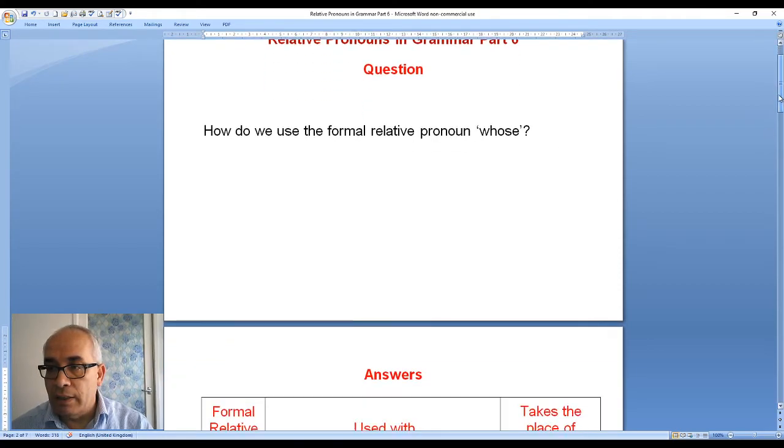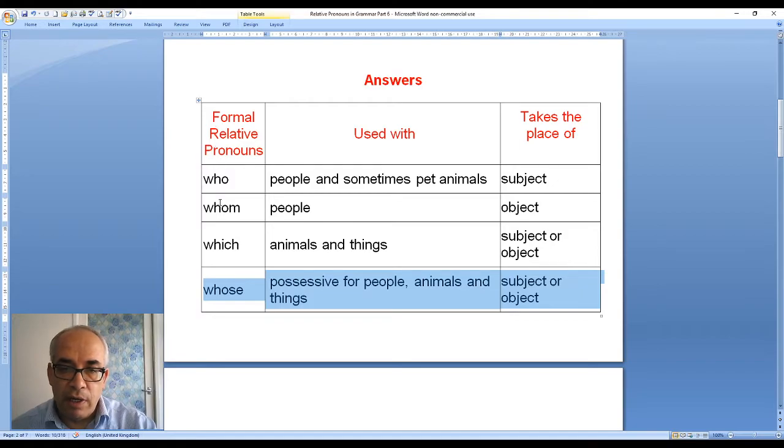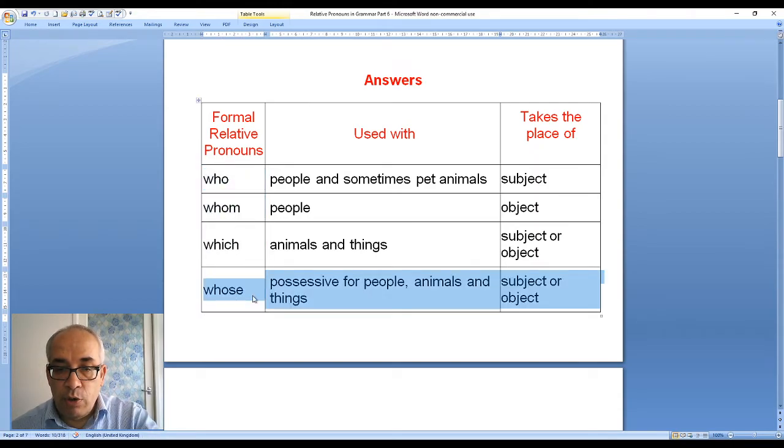So let's look at how we use whose. This is the table for relative pronouns. Of course we have 5 relative pronouns. I put 4 for you. We also have that, but I will explain that later. So our lesson today is about whose.